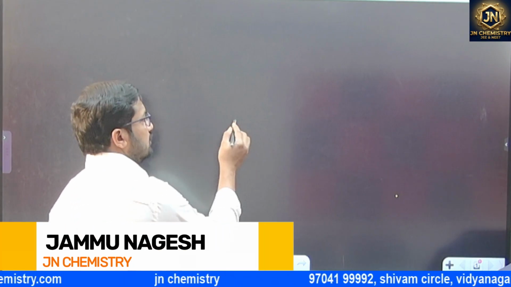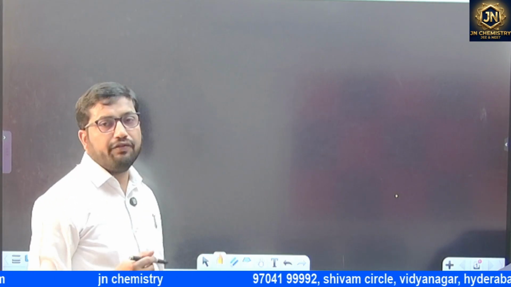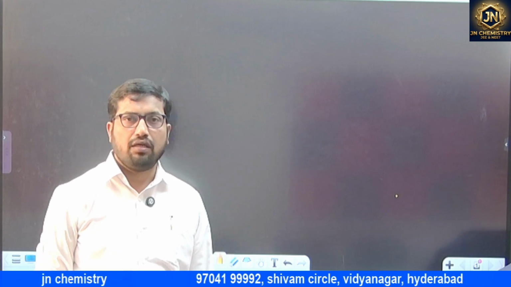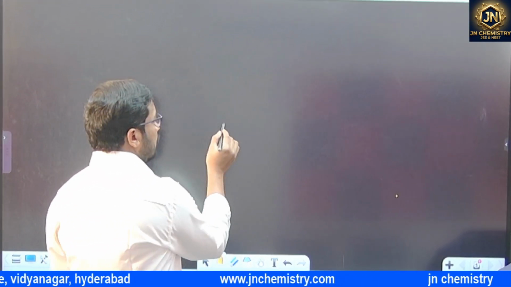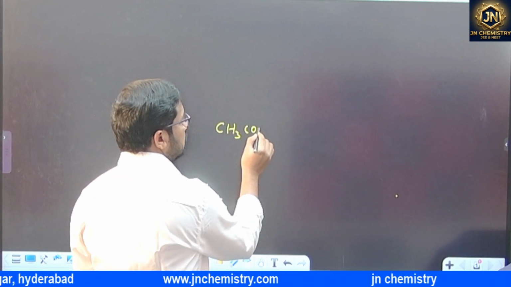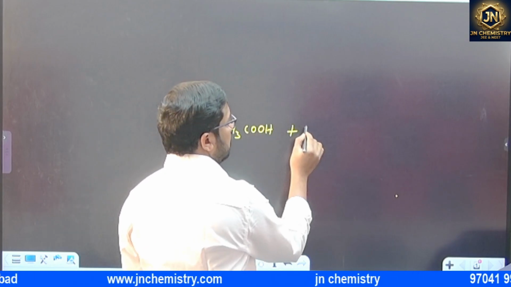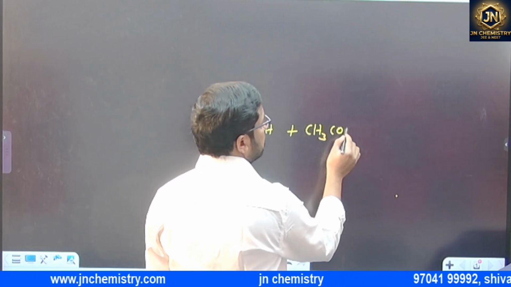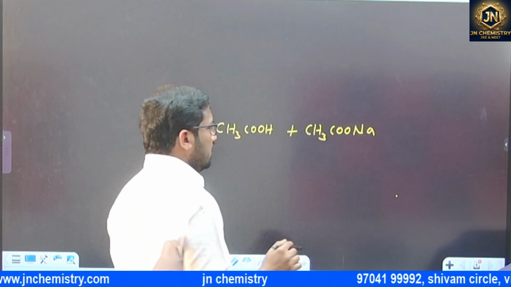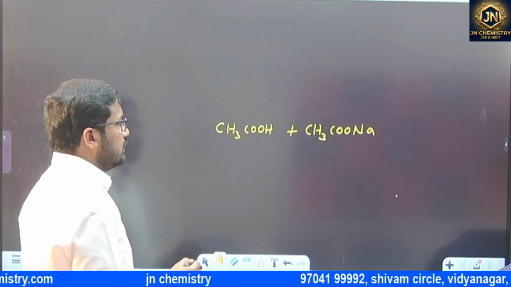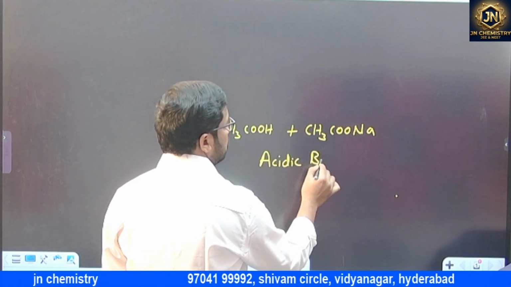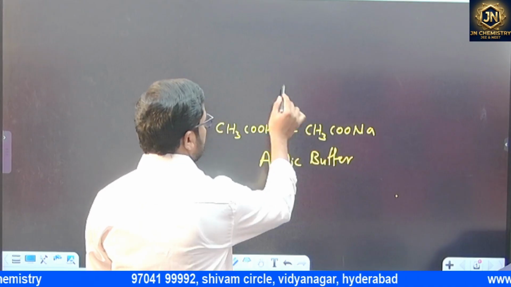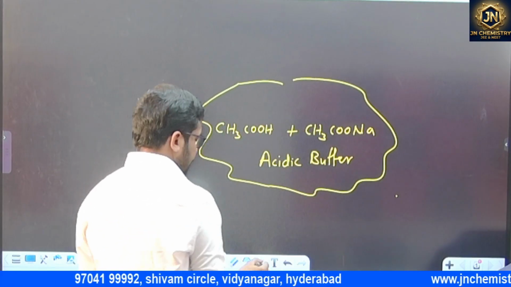Buffer solutions means what? When we are adding some small amount of acid or base, there is no change in the pH. So those generally we call buffer solutions. For example, CH3COOH, a weak acid, plus a salt of a strong base. This we call an acidic buffer. So we'll see exactly how it works.